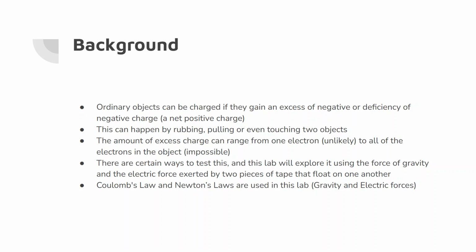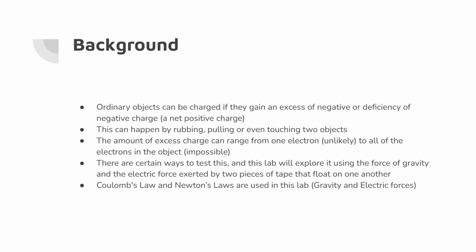The main introduction for this lab is that ordinary objects can be charged if they gain an excess of negative electrons or a deficiency of negative charge, which would result in a positive charge. This can happen by rubbing, pulling, or even touching two objects. The amount of excess charge can range from 1 electron to all the electrons in an object, and this is a wide range, so there are certain ways to test this.